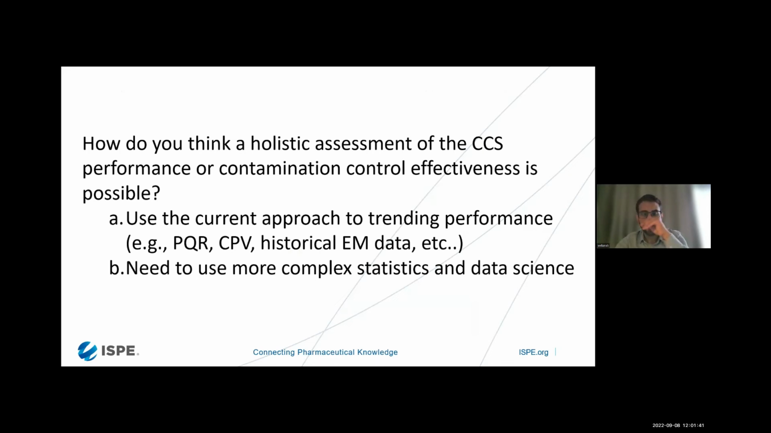So based on that, how do you think a holistic assessment of the CCS performance and contamination control effectiveness is possible? Do you think if we still use the current approach of trending performance, like the PQR, CPV, historical data, and so on, it will work? Or do we need to use more complex statistics and data science?